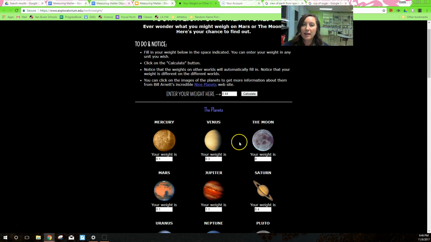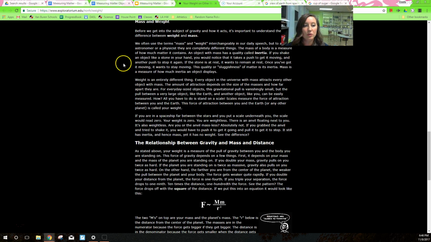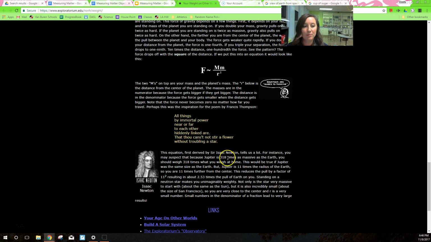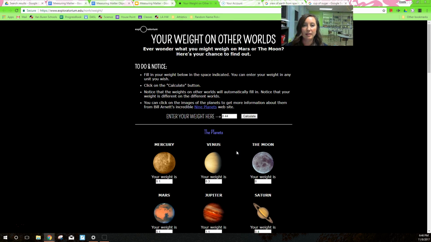If you want a different version of the difference between mass and weight, you can go ahead and read this as well. It gives you a little bit more information. It tells you a little bit about Sir Isaac Newton as well. So that's there for you. Like I said, the link is on Google Classroom, so you can check that out.